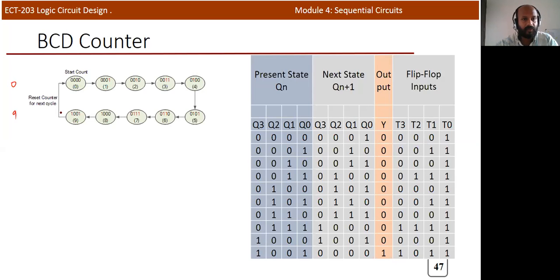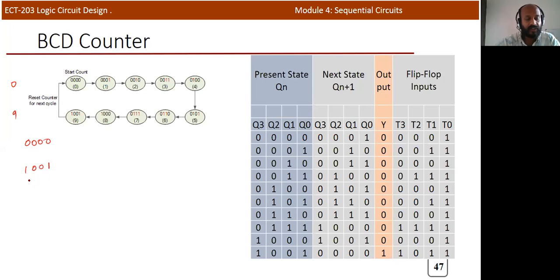Values above 9 are invalid in the case of BCD, only 0 to 9. So a 4-bit counter we need to design. You can see the state diagram here: 0000, 0001, 0010, etc. When it reaches 9, again it should go back to 0000. But when you write a 4-bit value, the maximum it reaches is 1001.